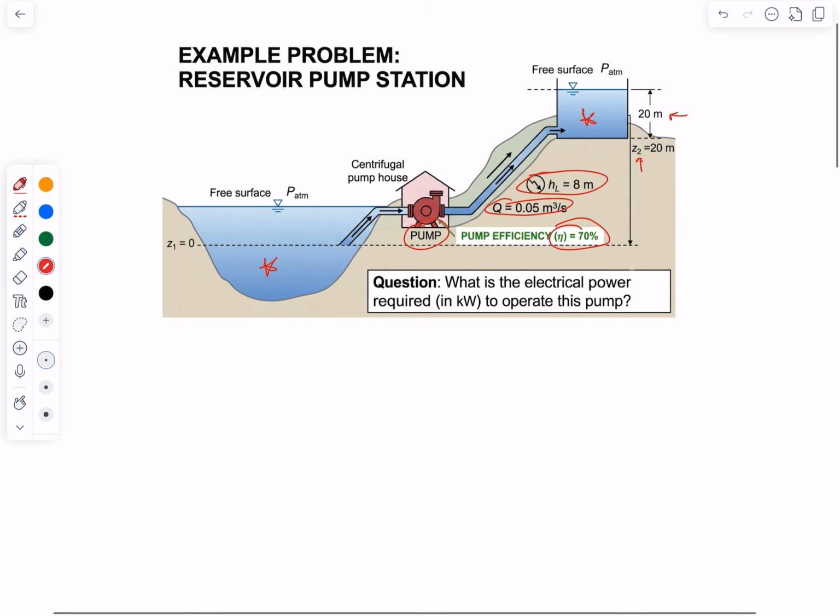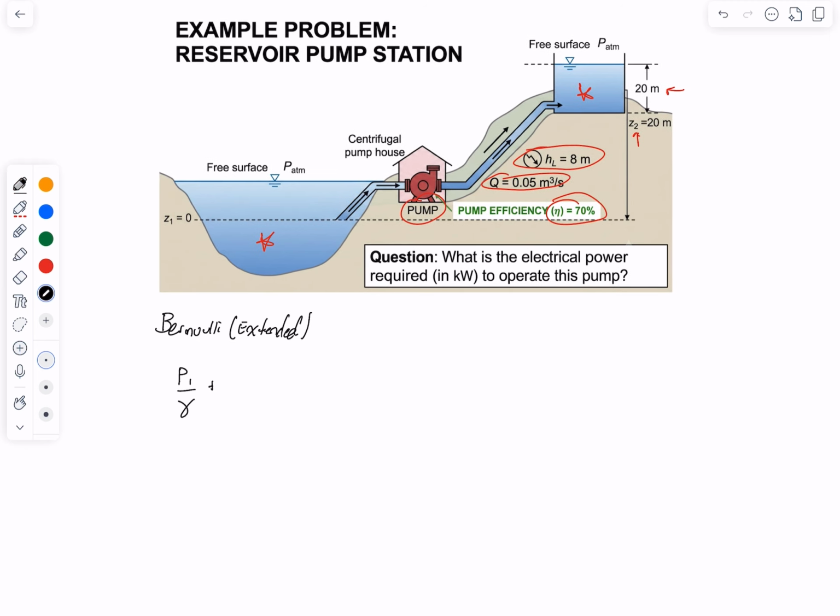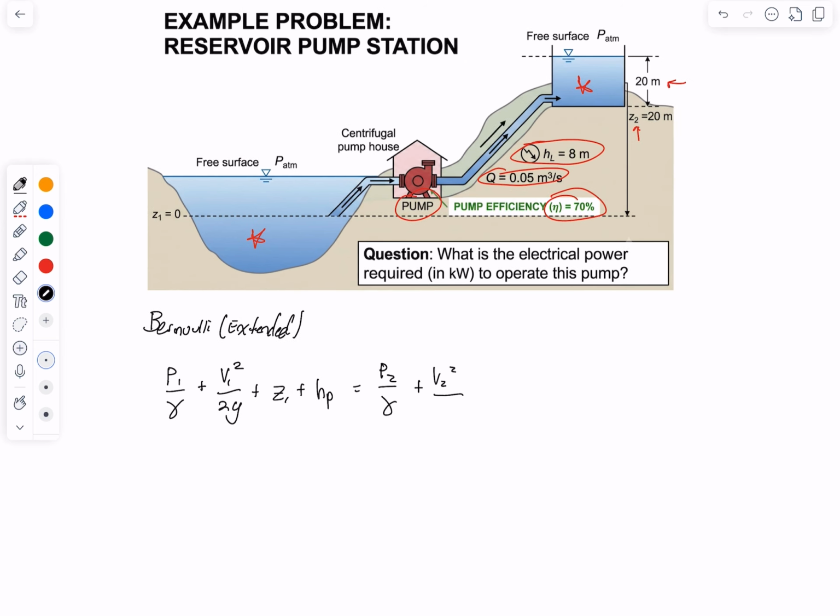So the first thing I'm going to be doing here is looking at the extended Bernoulli equation. I sped this up a little bit so you don't have to watch me write it out, but you should have this available in your fluid dynamics textbook. We're going to look forward to canceling some things out here. The first thing is the pressure. Pressure 1 is atmospheric, and so is pressure 2, so we can cancel those out on each side of the equation.